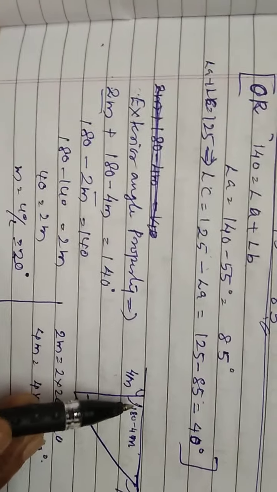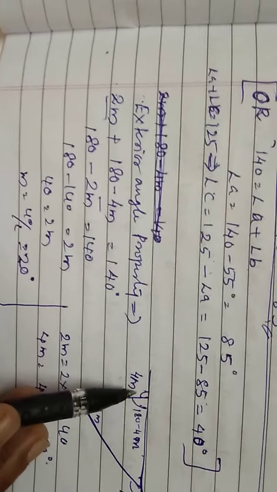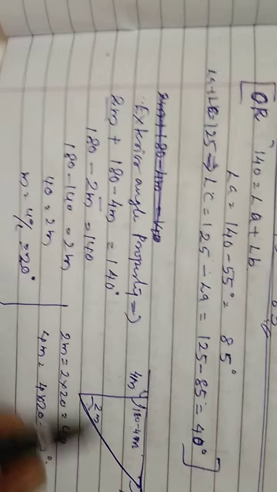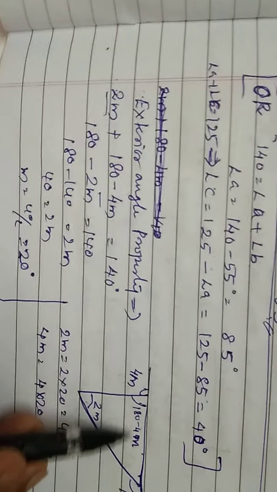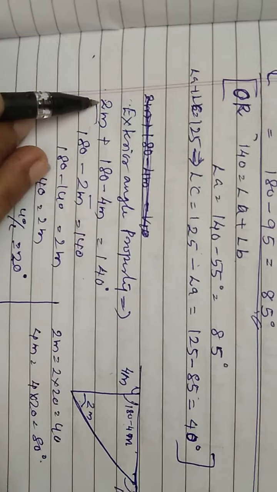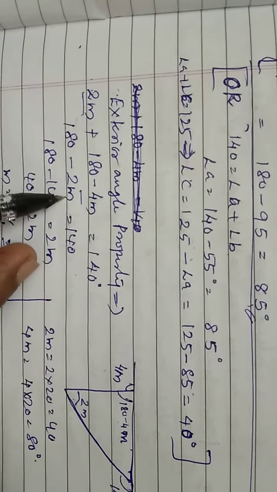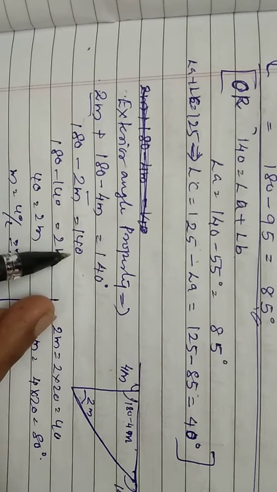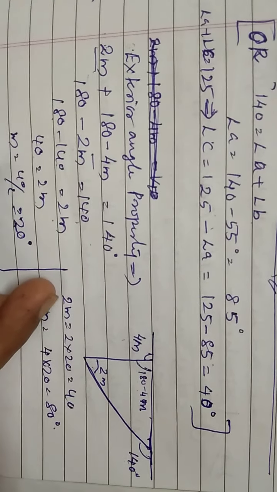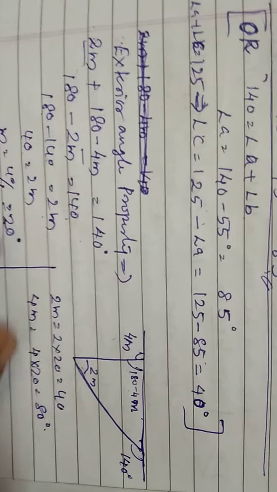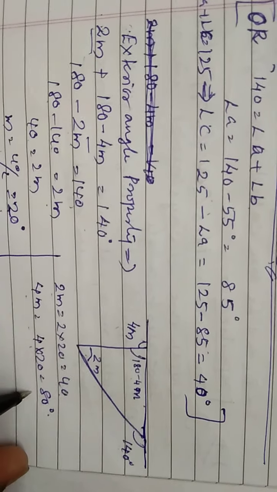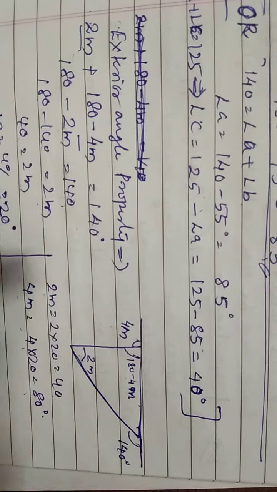From this property, the exterior and interior corresponding angles sum is always 180. Using that we can find 180 minus 4m, and this is 2m. Using this, 140 equals 180 minus 4m plus 2m, that is the exterior angle property. From that, 2m minus 4m is minus 2m. 180 minus 2m is 140. So 180 minus 140 equals 2m. That is 40 equals 2m, so m equals 40 by 2, 20. Using that, 2m equals 20 into 2, 40. 4m equals 80 degrees. Using that you can do this question also.